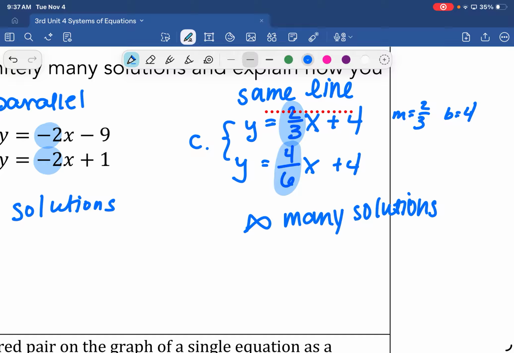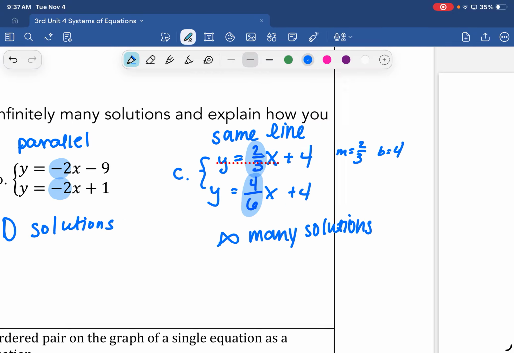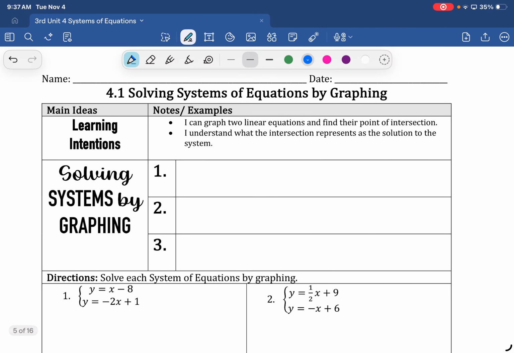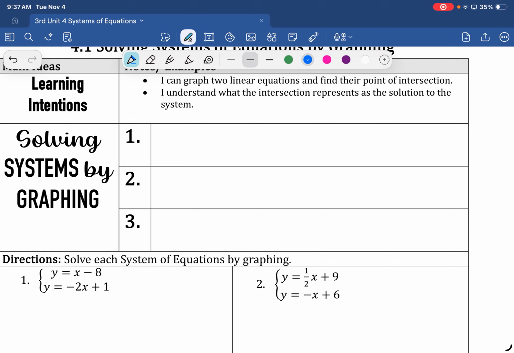To determine the actual solutions, there are 3 different methods we're going to do. We're going to start with the first method, the easiest method today. We actually know how to do that. So I want us to look at solving by graphing. We're going to graph 2 linear equations to find their point of intersection, and make sure we understand that the intersection represents the solution to the system. So first, we are going to rewrite the equations in slope-intercept form.